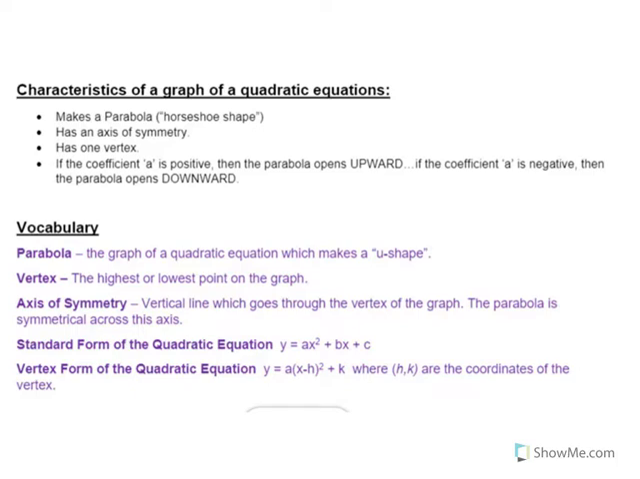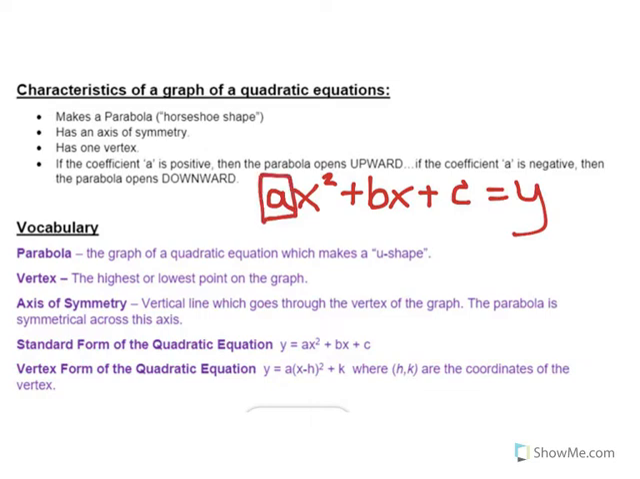If the coefficient a is positive, then the parabola is going to open upward, like this. But if the coefficient of a is negative, then the parabola is going to open downward, like that. Some people think if it's positive, it's a smiley face, and if it's negative, it's a frowny face. And just to remind you that a comes from the quadratic formula, ax squared plus bx plus c equals y. So there's your a that you're looking at to determine if it's positive or negative.